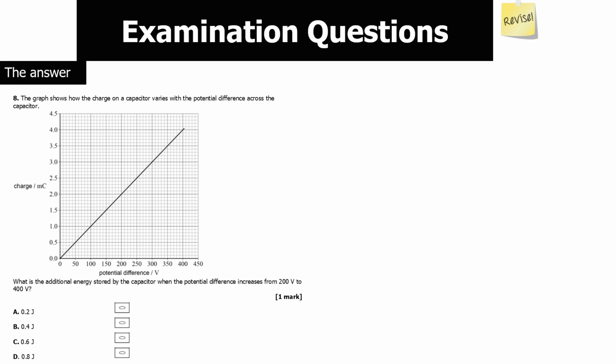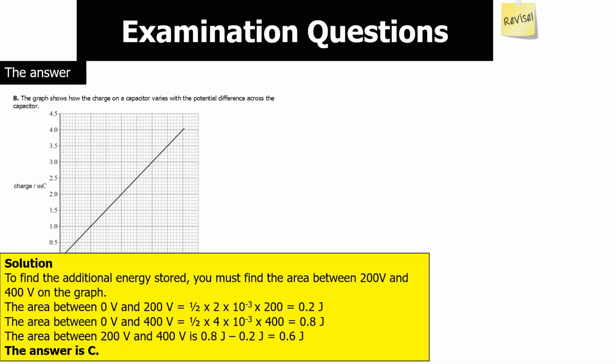Right, the answer here is C, because to find the additional energy stored, you've got to find the area between the 200 volts and the 400 volts on the graph, because the area under the line is your energy stored. So you work out the area between 0 and 200 volts: it's a half times 2 times 10 to the minus 3 times 200, it's just the triangle, so it's 0.2 joules. Then do the area between 0 volts and 400 volts: it's a half times 4 times 10 to the minus 3 times 400. Remember, 10 to the minus 3 is because it's in millicoulombs on the y-axis, so therefore it's 0.8 joules, so the difference is 0.6 joules.